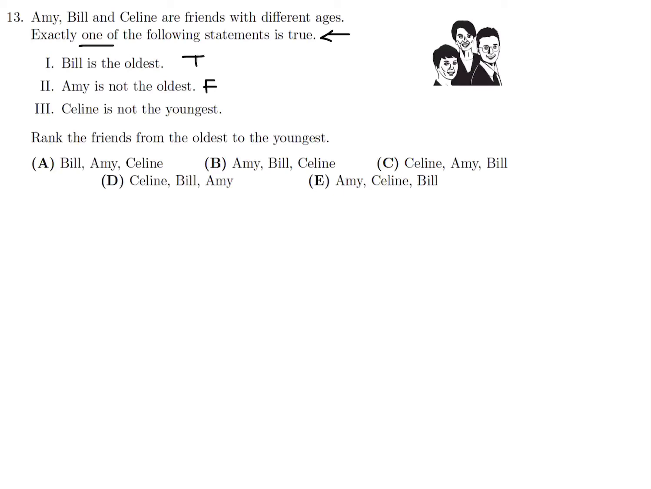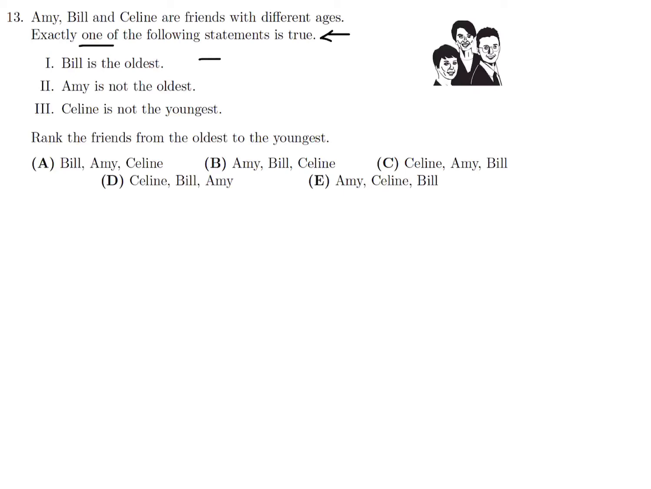So let's just go with this. If "Bill is the oldest" is a true statement, then Bill is the oldest. All right. Now, if "Amy is not the oldest" is a false statement, that means Amy is the oldest. Well, we've got an inconsistency. Bill is the oldest, Amy is the oldest. Well, that doesn't make any sense, right? So this scenario cannot be the correct scenario. So true and false, no good.